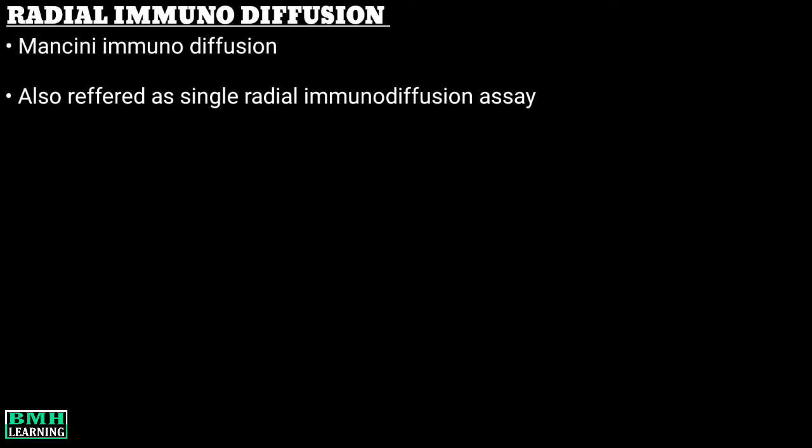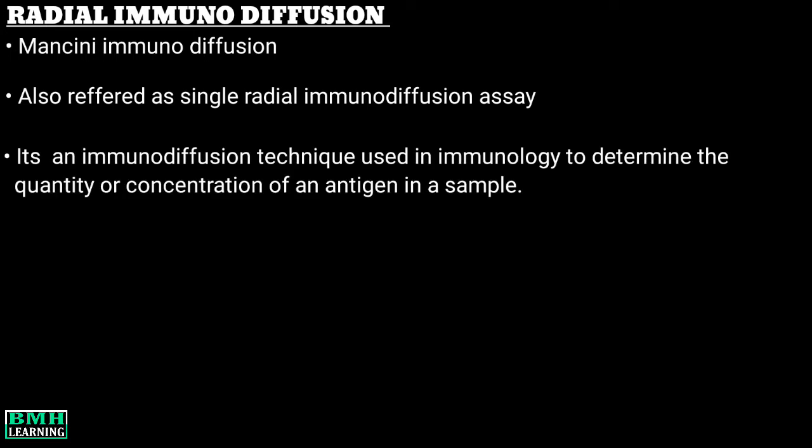This video is about radial immunodiffusion. Radial immunodiffusion is also called Mancini immunodiffusion, sometimes also referred to as single radial immunodiffusion assay. So how is radial immunodiffusion useful to us? It's an immunodiffusion technique used in immunology to determine the quantity or concentration of an antigen in a sample.